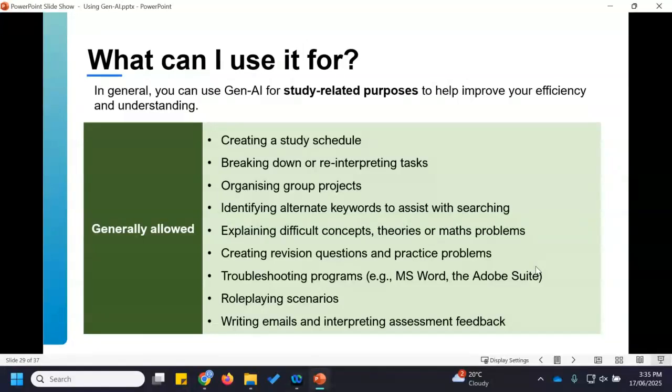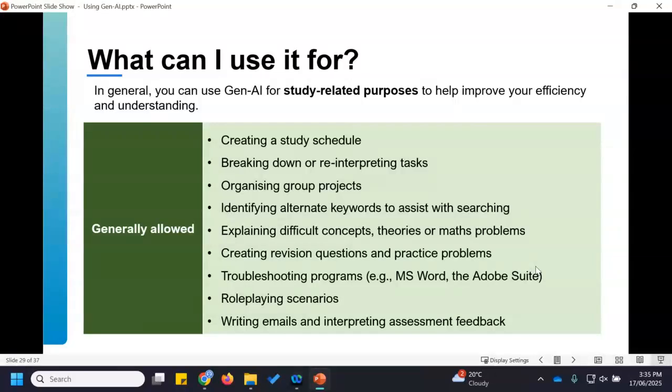Explaining difficult concepts, theories, or maths problems. So you can ask it to break something down for you or to explain something to you in, say, a paragraph or a few dot points, or explain something to you like you're five. That's always a good one. Creating revision questions and practice problems. So you can go to it and say, I would like to study for XYZ. Please give me 10 revision questions that I can use.